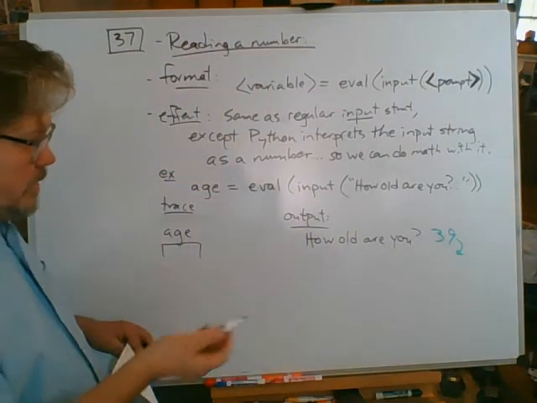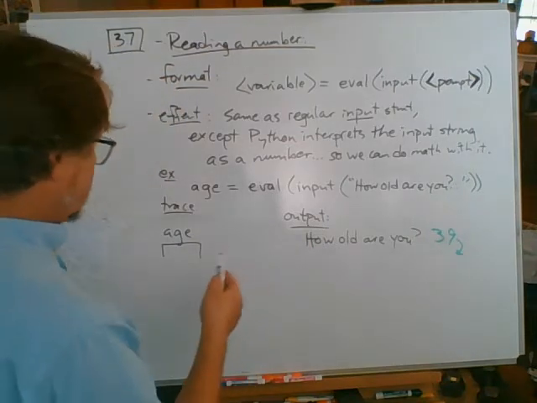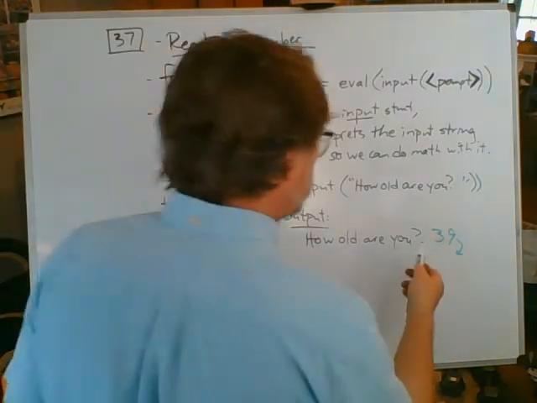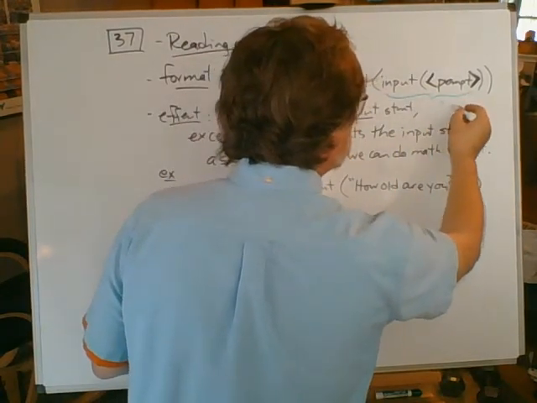There's no way the computer can check and see whether or not you're telling the truth. It has no choice but to believe what the user types in. So 39, what happens here? A couple of things happen. 39 right now is a quoted string 39.